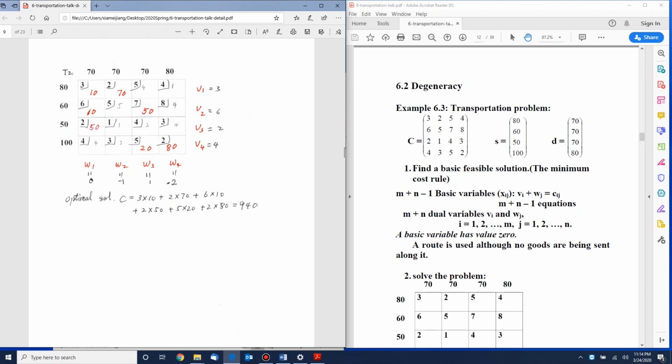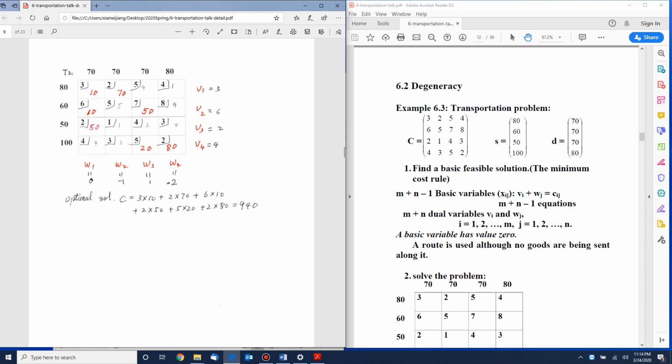And with this one, we could see that W1 is the one who appears 3 times. So we settle W1 equals 0, then we have V1 equals 3, V2 equals 6, and V3 equals 2. And with V1 equals 3, we get W2 equals -1. And with V2 equals 6, we have W3 equals 1. And then when W3 equals 1, we can get V4 equals 4. And when we have V4 equals 4, we can get W4 equals -2.